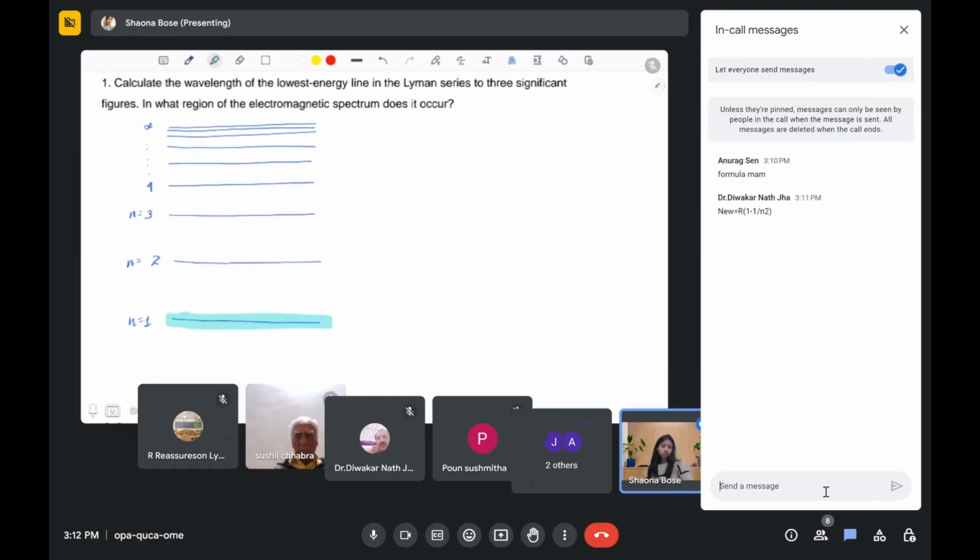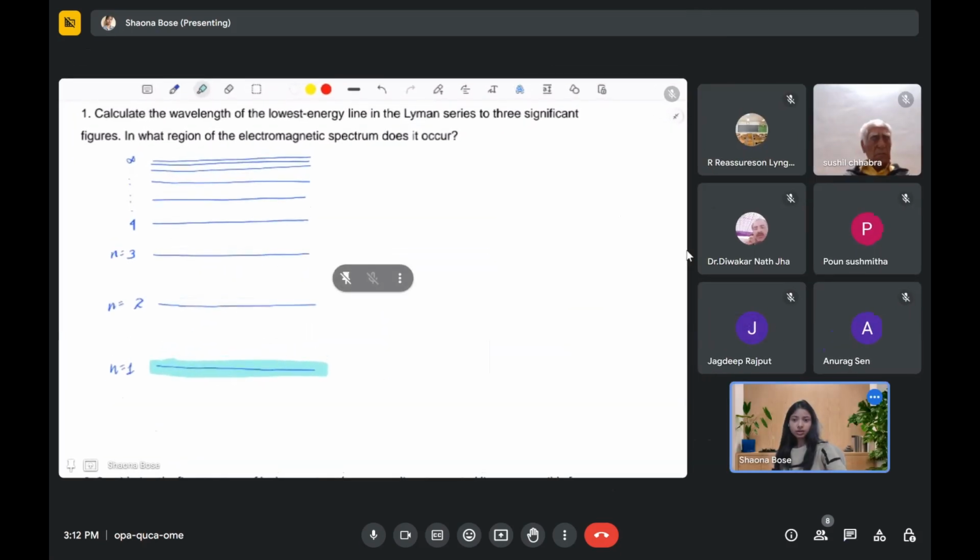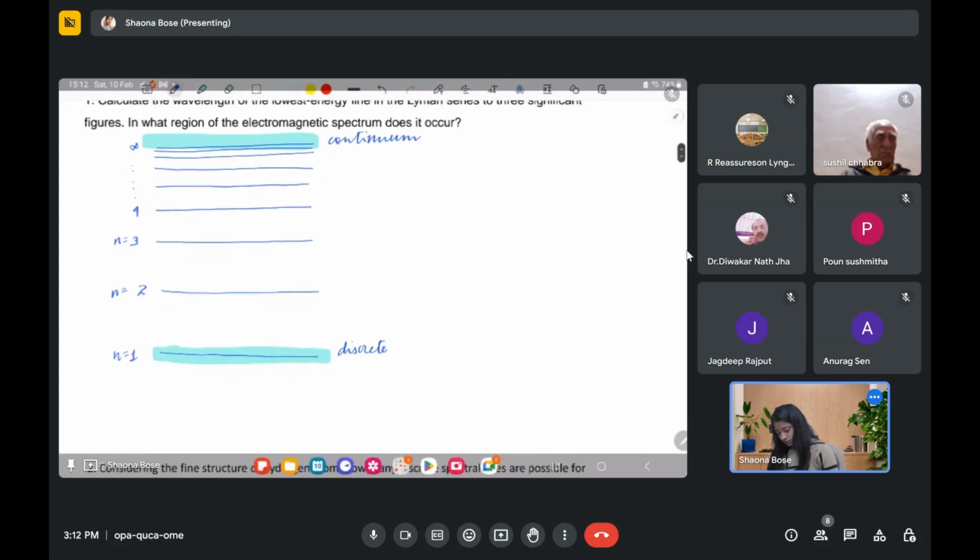Yes, Dr. Nathucha, yes. And you know that as an electron moves away from the nucleus, it's in this region, right? So here, electron is practically free for n is equal to infinity. Here our energies are discrete, and here we have continuum, isn't it?